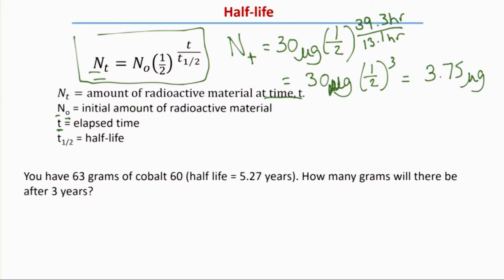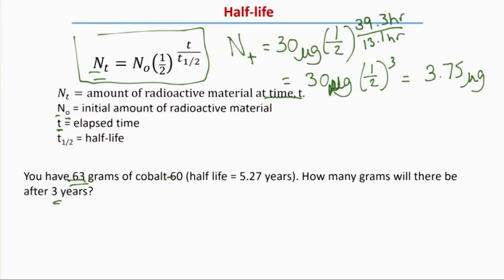Let's do another example. So you have 63 grams of cobalt-60. The half-life of cobalt-60 is 5.27 years. And so the question is, how many grams will be left after 3 years? If you're starting with 63, you know you're going to have less than 63. That's one thing you can think of. It's going to start decaying, and so you'll have less of it after 3 years. Now, the half-life is 5.27 years, so always do some thinking to yourself.